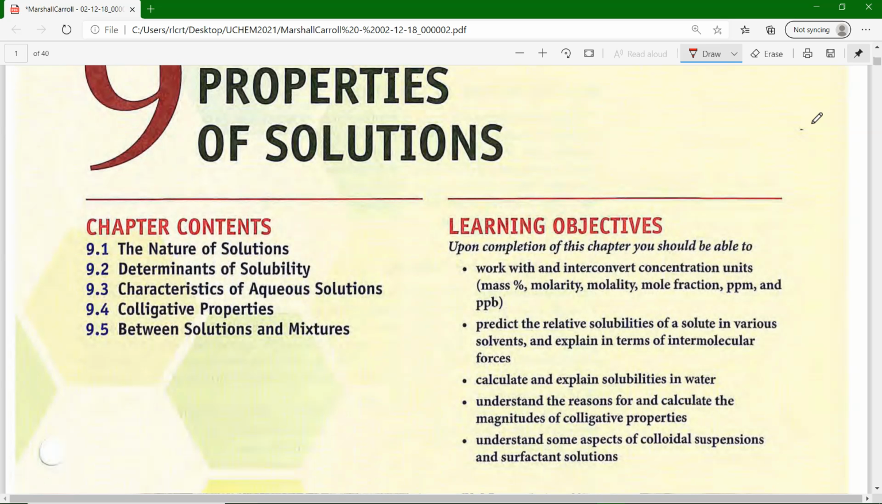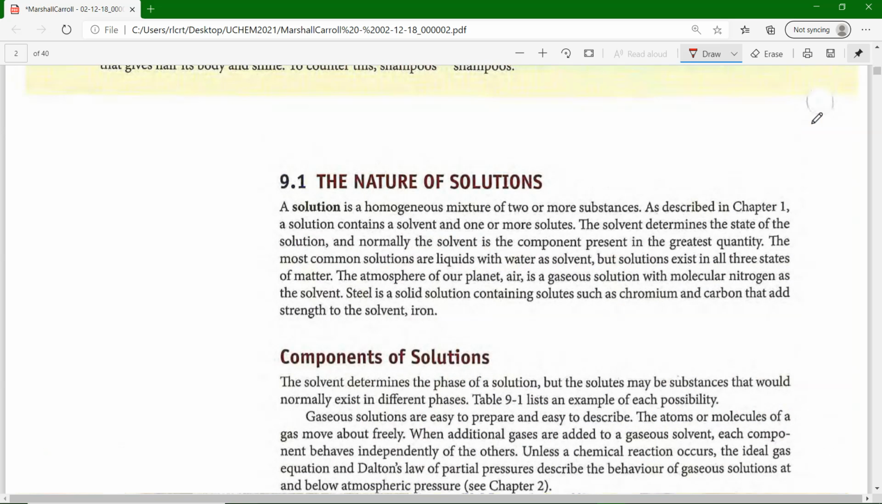So you can read the motivator to begin with. In our mini text, we are on page 412. And what is a solution? A homogeneous mixture of two or more substances. Yes, you can have more than two things in a mixture, in a solution.